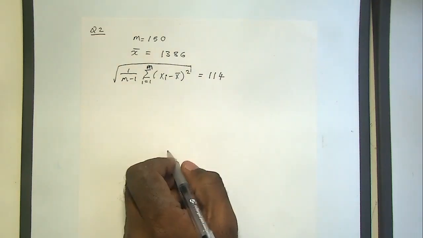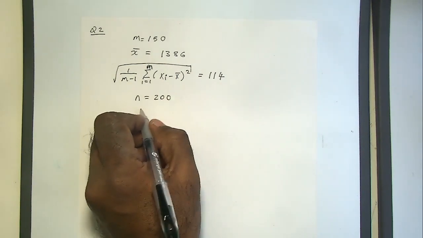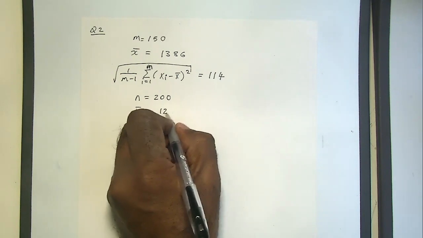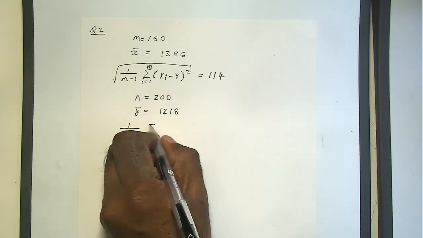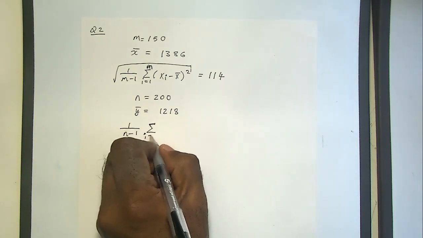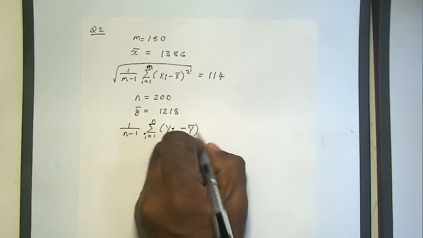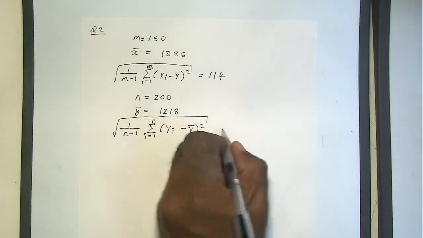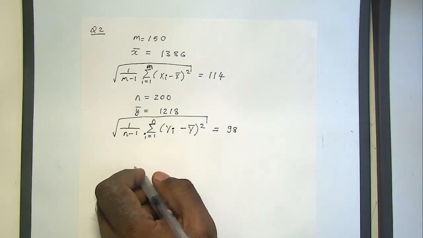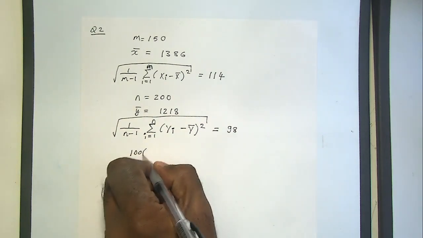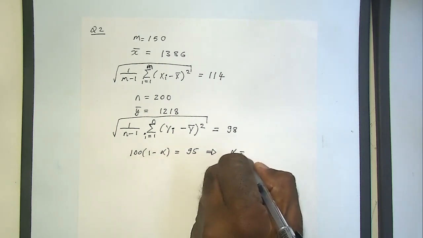The first sample has mean 1114, and the second sample is of size 200. The sample mean is 1218, and the sample standard deviation is equal to 98, and we are looking for a 95% confidence interval. So that means 100 times (1 minus alpha) is 95, which implies that alpha is 0.05.